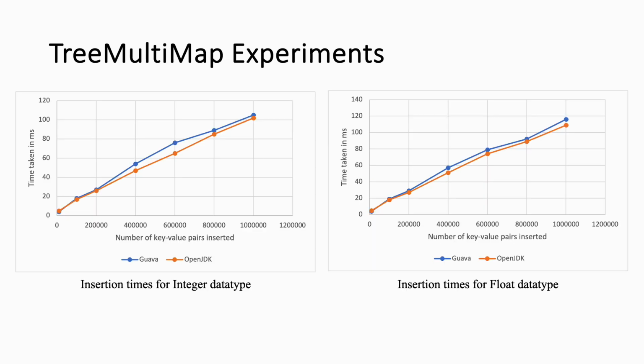Finally, the graphs below show us the results for the experiments performed for tree MultiMap. The left one is for integer data type, the right one is for float data type. We can see that our implementation of MultiMap in OpenJDK performs slightly better than the implementation of MultiMap in the Java library. At some places, they even perform quite similarly.